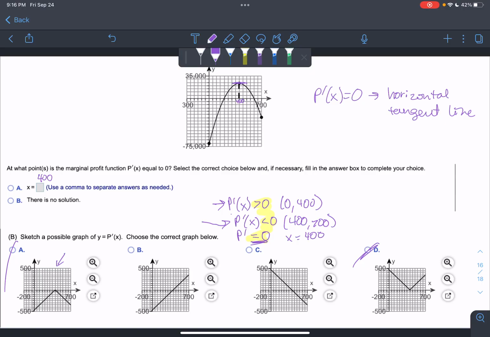And so the difference is that B has a negative piece, right? I'm looking at sign, not where it's increasing or decreasing now, because these are my graphs of P prime. So it's negative from 0 to 400. But we want it to be positive like it is in C, right? We want it to be above the x-axis. And then after 400, we want it to be below the x-axis right here, this condition. So C is our answer.